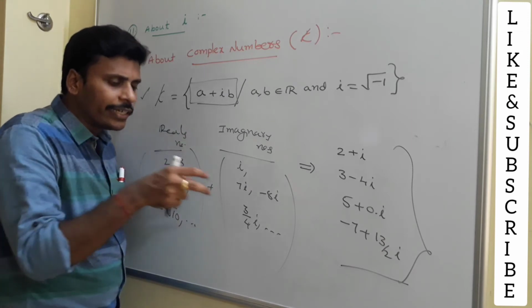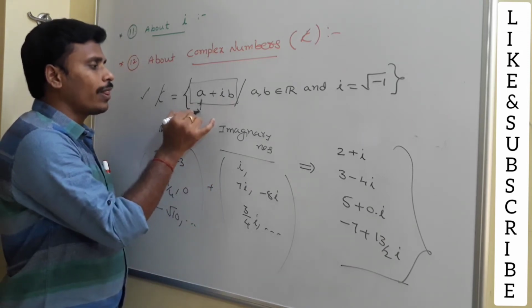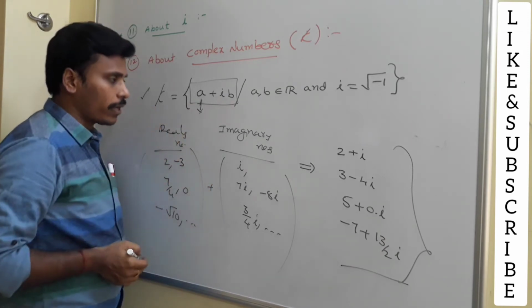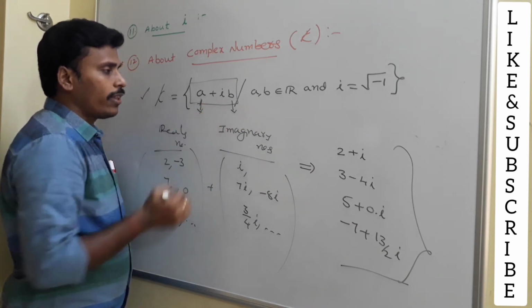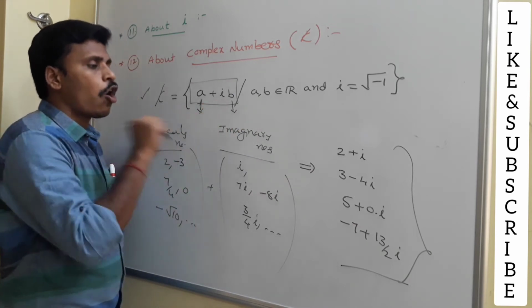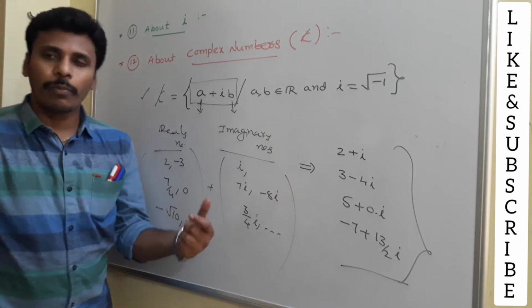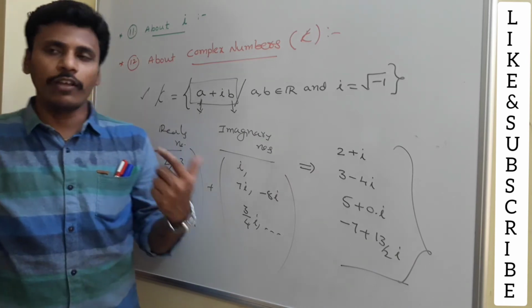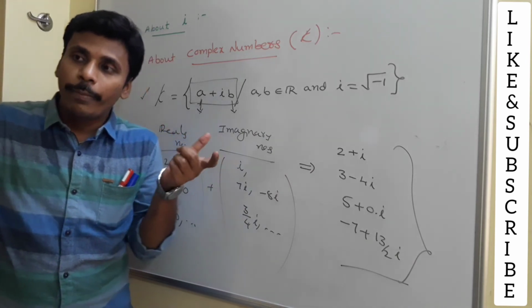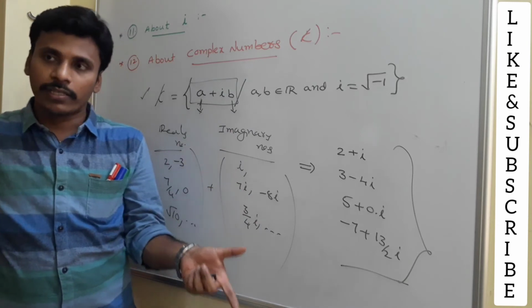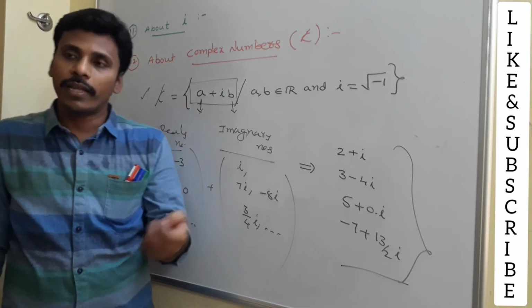And in depth, if you move, this a is called the real part of the complex number. This b is called the imaginary part of the complex number. At present, we don't need all those definitions. We need just the basic representation of the complex number. It is of the format a plus ib.